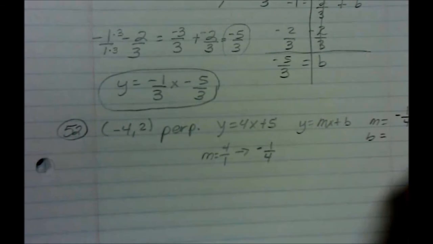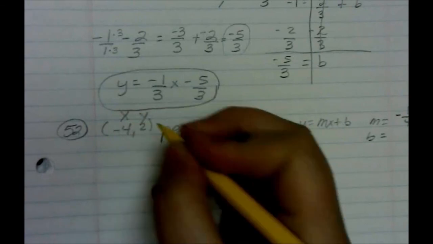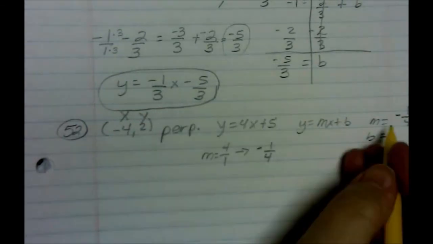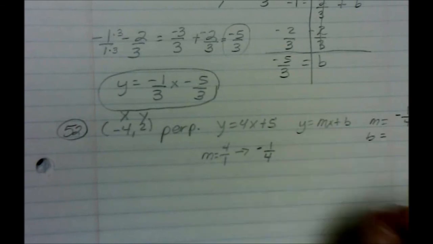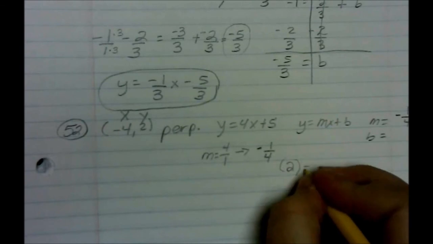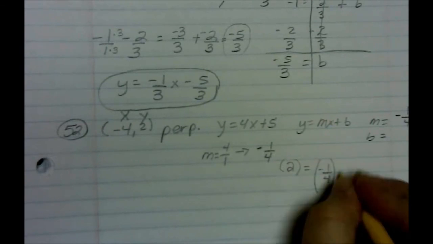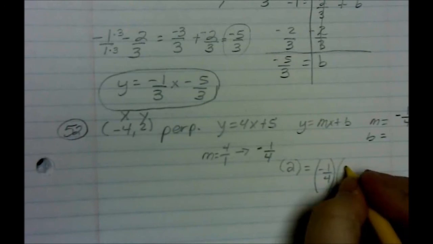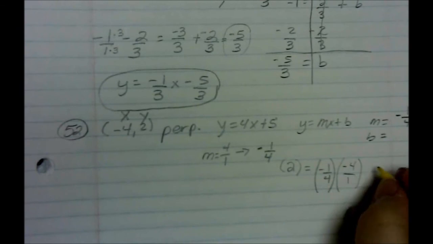Then to find my y-intercept, I have an x value, a y value, and an m value, so I can plug those into my equation. So my y is 2, my m is negative 1/4, my x is negative 4, and I'm going to write that as negative 4 over 1, and then bring down my plus b.